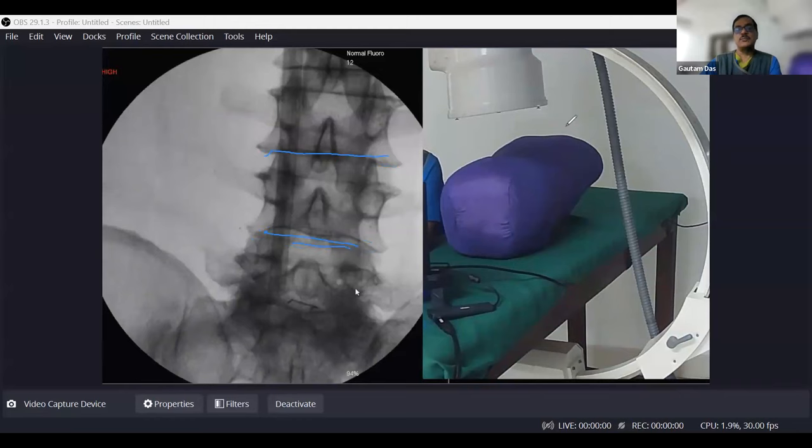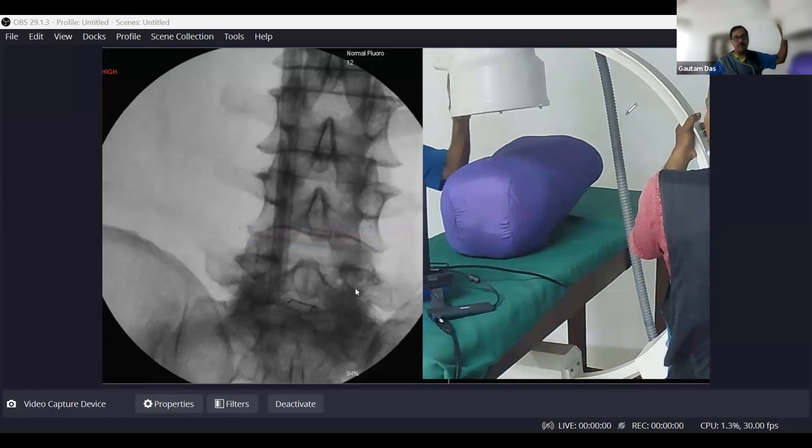Is it clear to everybody? So if I do the procedure at this level, I'm ready. I need not change anything. But if I do the procedure at this level, I have to make a craniocaudal change so that this comes in a single line. Now look at the C-arm, how we are changing it.